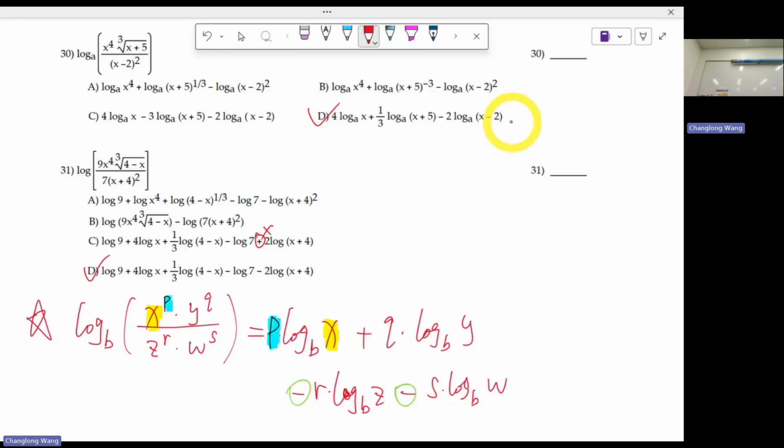Log A of x plus 5 has a plus sign because it's on the numerator. Not to mention the power is not supposed to be 3. You guys know why it has to be 1/3? It's the cube root. So the root is the fractional power, right? It's not third power, but to the 1/3. Cool.